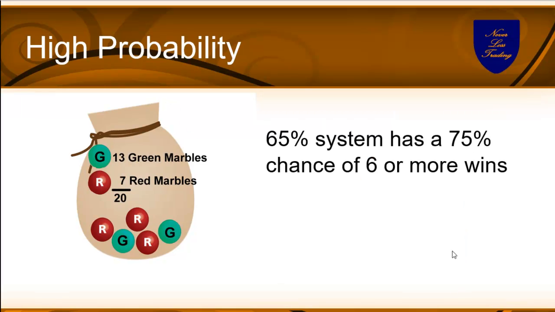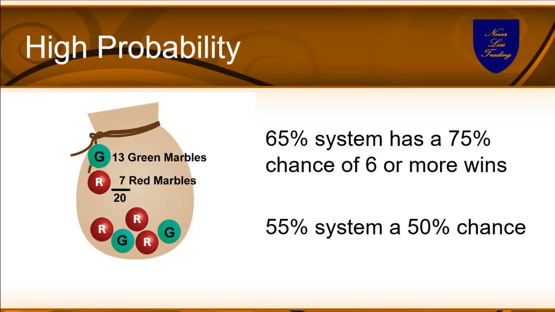When you're using a 65% probability system, your likelihood that you reach 6 or more winners out of 10 draws is about 75%. Yeah, just remember this. There's a Bernoulli experiment, by a Swiss mathematician, that shows us the math behind this. However, if you use a 55% system, it's random. You only have a 50% chance to make 6 or more winners. That's the big difference. You need to come to high probability to have a chance.